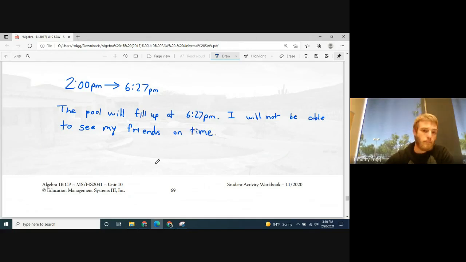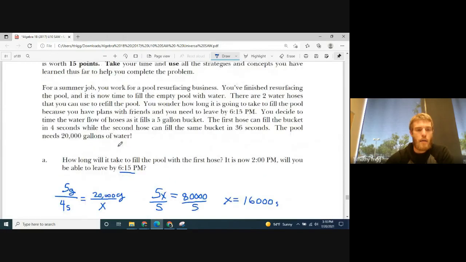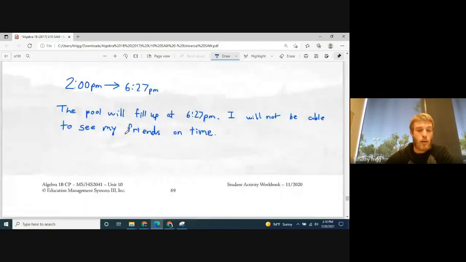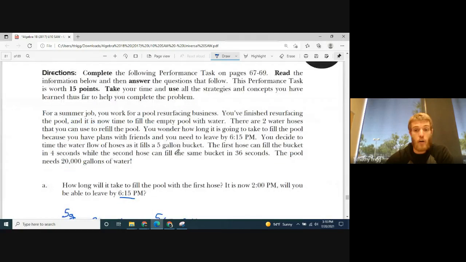Okay. I hope that makes sense there. Now, the second part of the question is where it gets a little bit better. So it says you get the idea to use both hoses, because remember, there's actually a second hose here, right? There's the first hose that fills up the 5-gallon bucket in 4 seconds. Then there's the second hose that's much slower, but it can fill the 5-gallon bucket in 36 seconds.